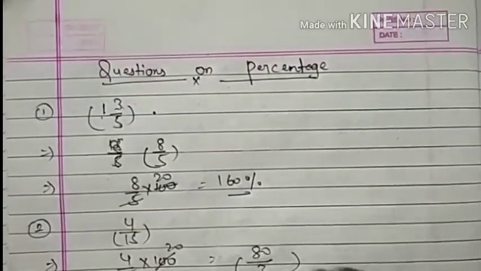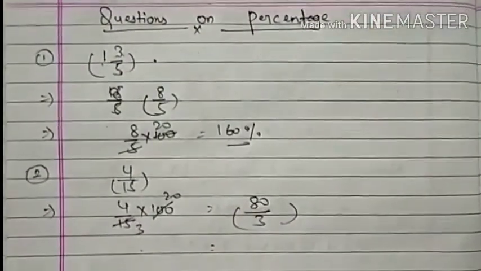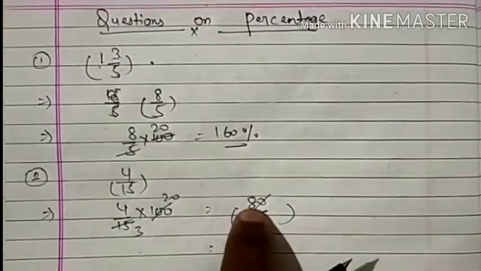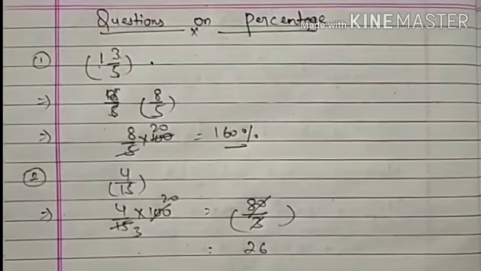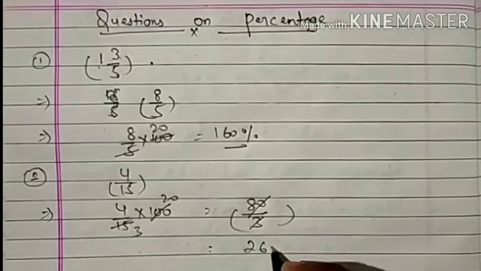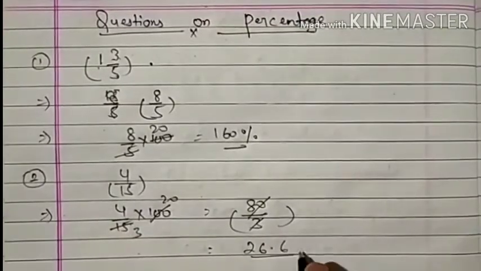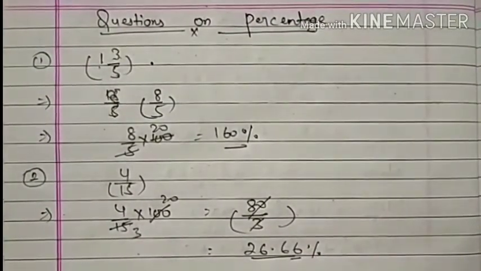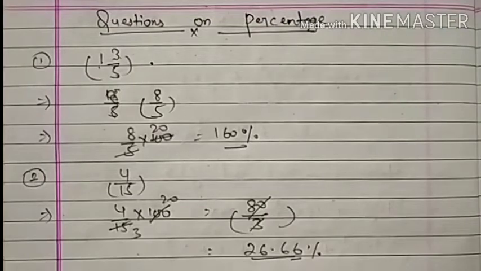We can divide it into decimal. What will be the decimal form? 3 times 2 is 6. Remainder 2, 0, 20. 3 times 6 is 18. Remainder 2. We will put decimal and we will get 0. Again 2, 0, 3 times 6 is 18. 26.66%. And this 6 will keep on repeating. So we can write it 26.66 or 26.67. I hope it is clear to everyone.